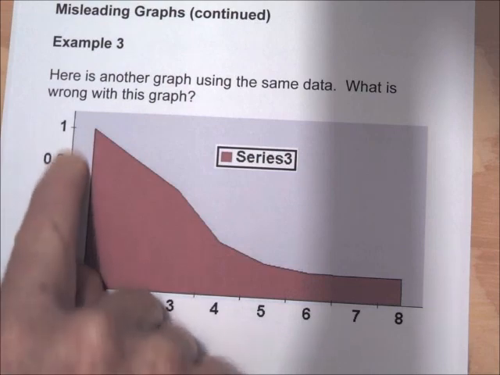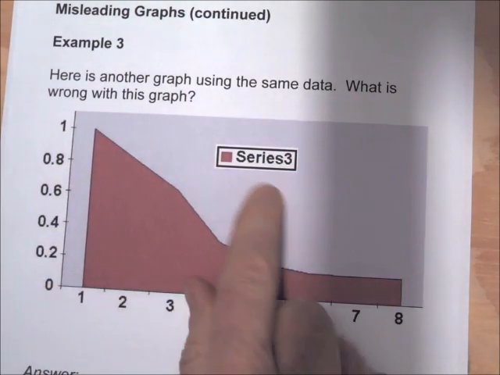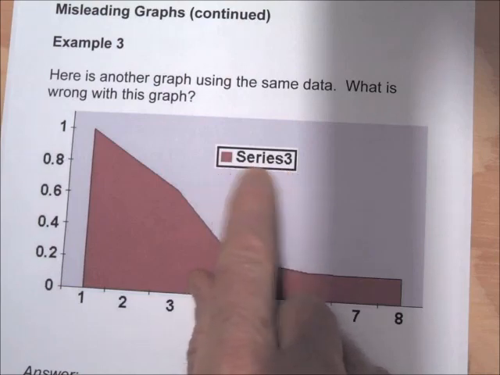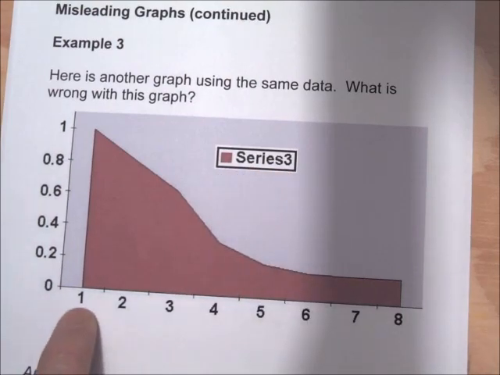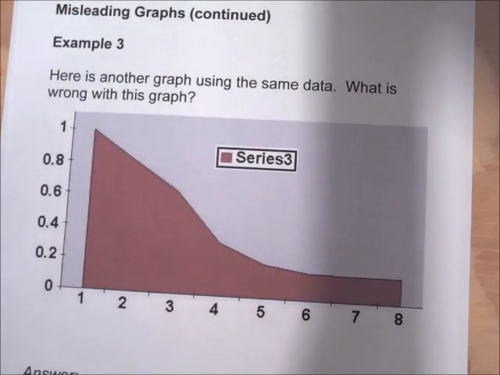I see some decimal numbers on the left scale here. We don't know what those numbers represent. I see the series 3, whatever that means. I see these numbers 1 through 8 here. I don't know what those numbers represent. So there's the label. It's actually the same graph. If you look at it, it looks pretty much the same, except for the labeling. This labeling is not clear on this graph here.